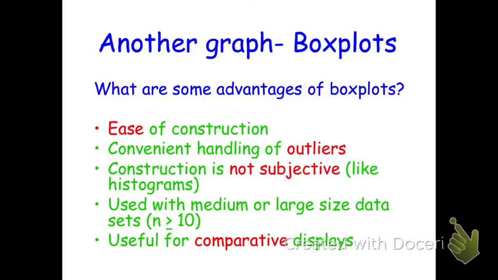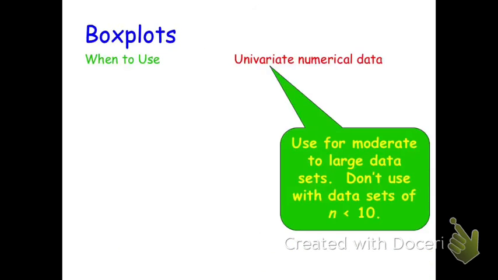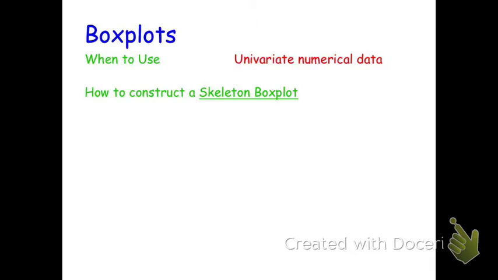And it's easy for comparative displays. So if you had 2 or 3 or 4 sets of data, it's really easy to stack them. You'll stack the box plots vertically. So you use it when you have univariate numerical data, but you can have multiple samples, but only one variable.